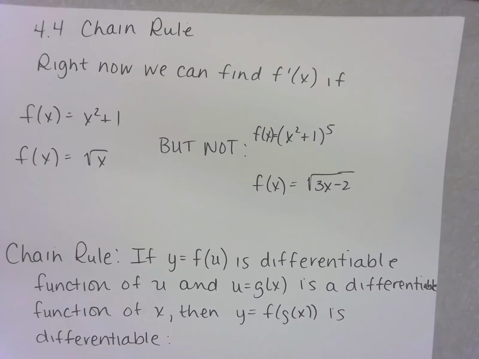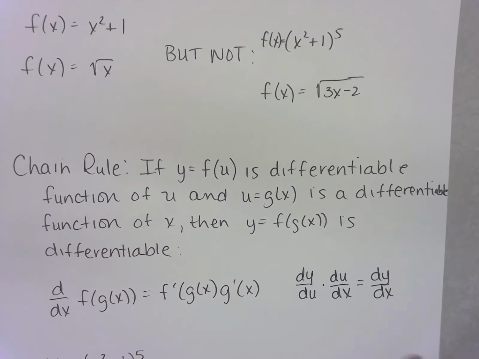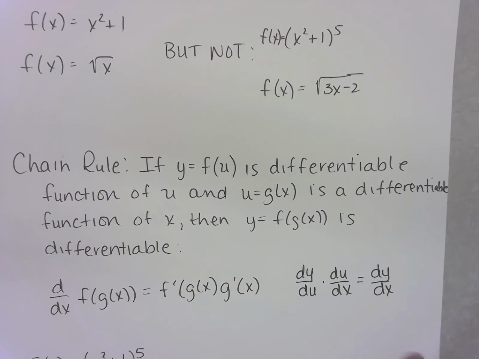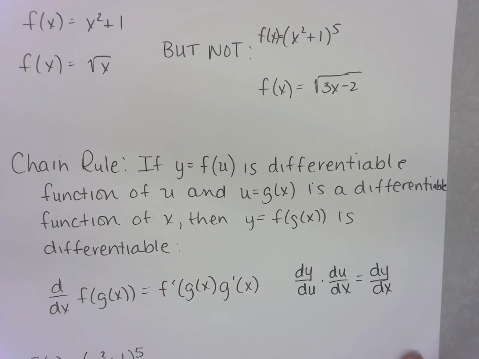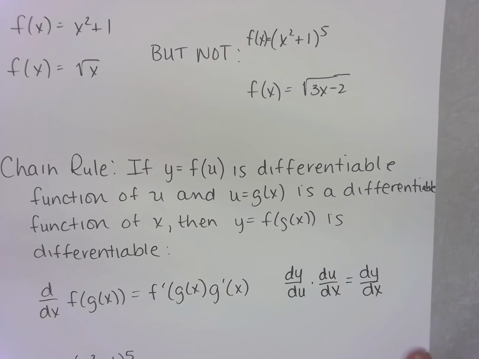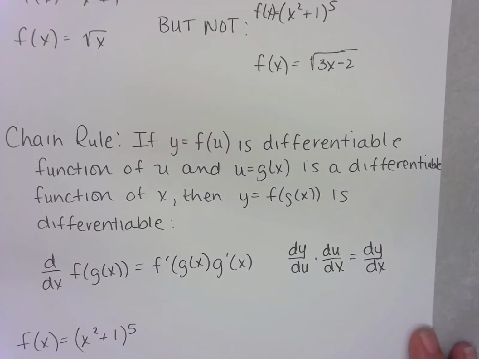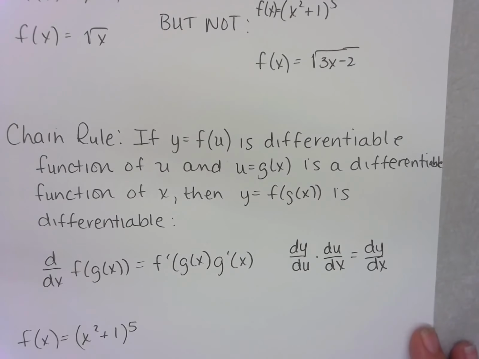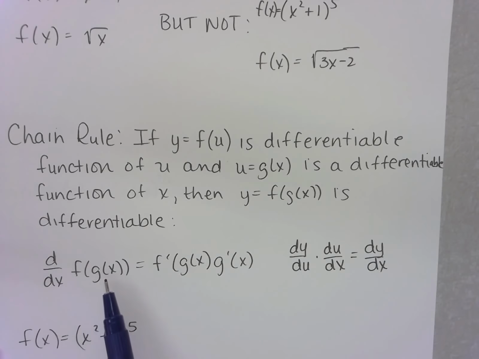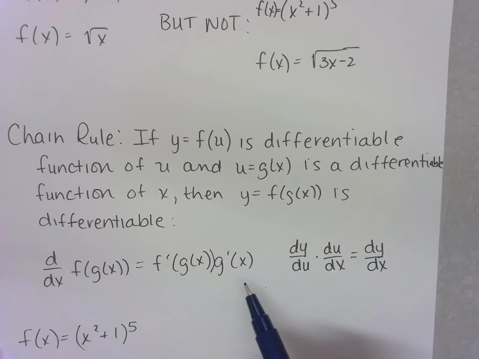And so we need the chain rule, which basically says, first of all, if y equals f of u is a differentiable function of u, and u equals g of x is a differentiable function of x, then y equals f of g of x is differentiable, and this is the derivative. So when I have a composition of functions, f composed with g, g is inside of f, then the derivative is f prime with g inside, times g prime of x, okay?